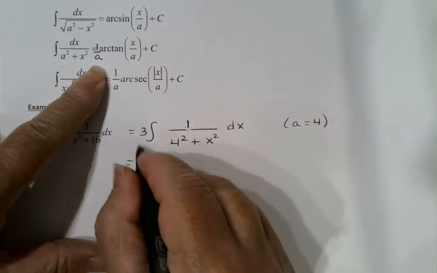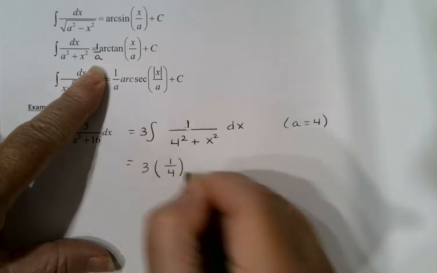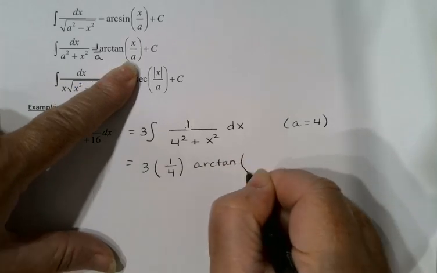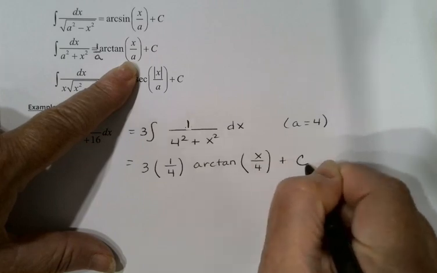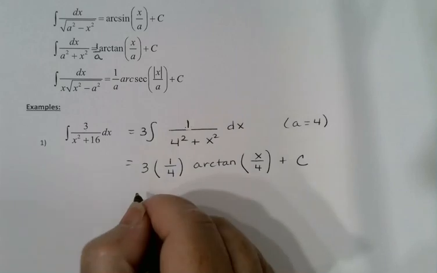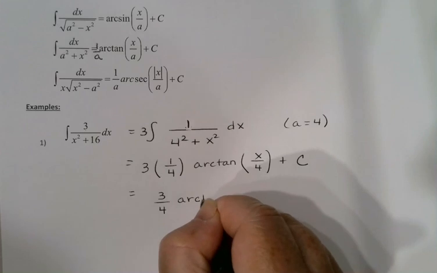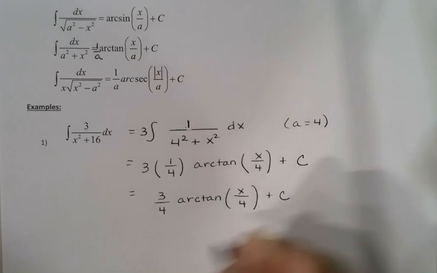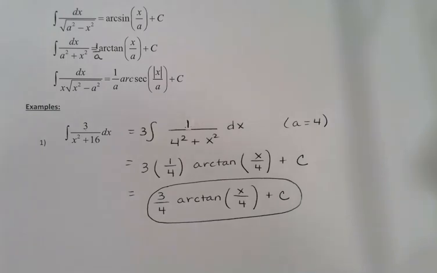And so I'm going to get 3 times 1 over a, 1/4, times the arctangent of x over a, so x over 4, plus c. And other than multiplying the 3 times the 1/4 and getting 3/4, that's done. So it was just a matter of making what I was given a perfect match for the formula. That's the easiest, most straightforward situation.